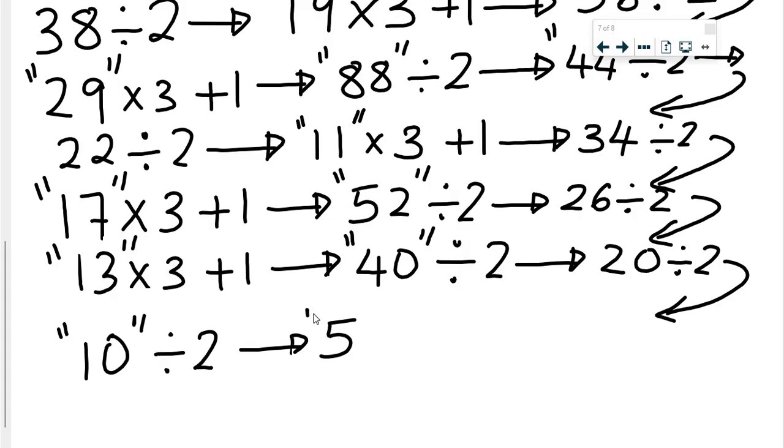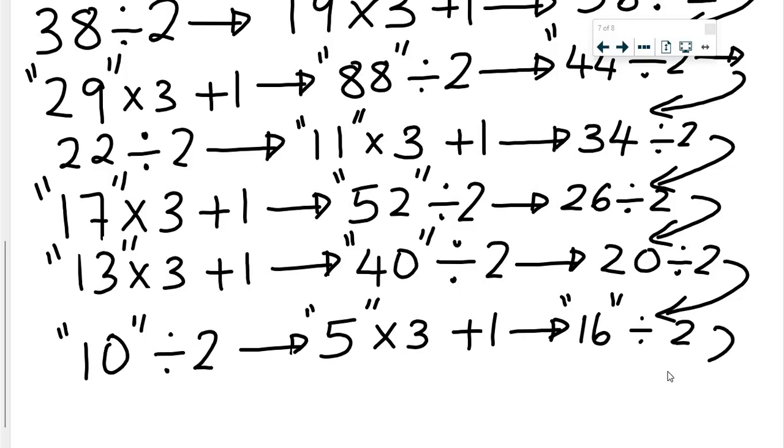Now the 5 you are getting is an odd number. Multiply by 3, add 1. What do you get? You end up getting 16. 16 is an even number. Because it is an even number, you need to divide by 2. What do you get? You end up getting 8.